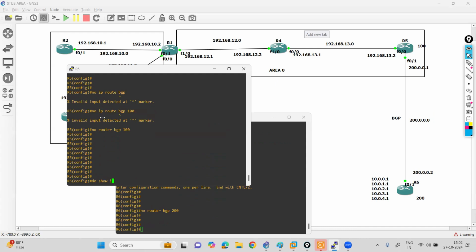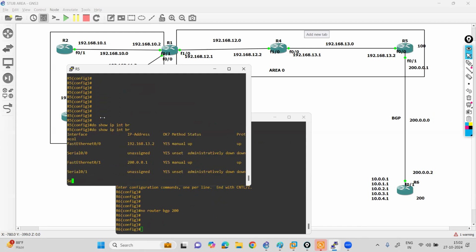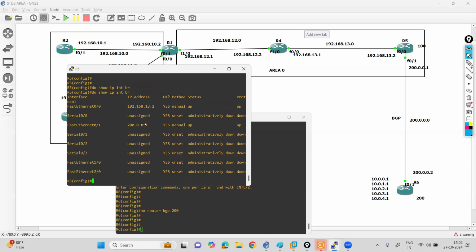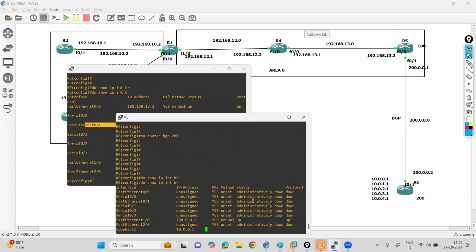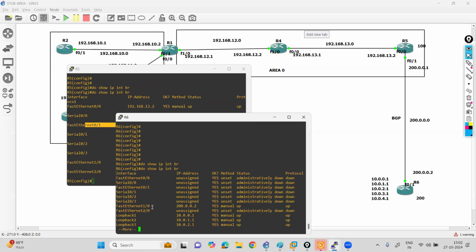Do show IP interface brief. IP is 200.0.0.1. That is okay. Interface is FA0/1. Now let's go to this one. Show IP interface brief. Oh dear, you got the issue? This is the issue here.